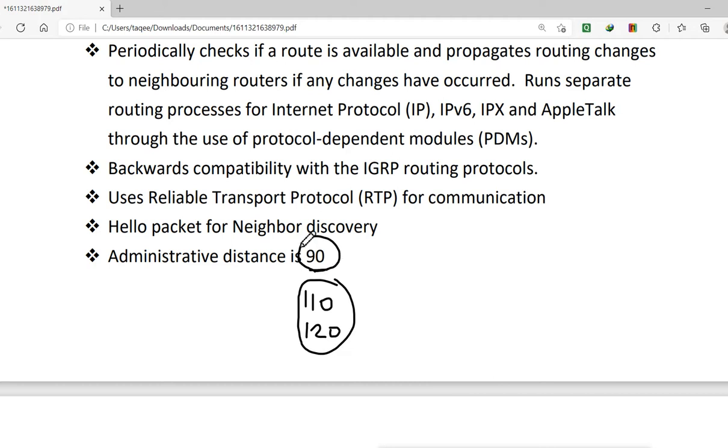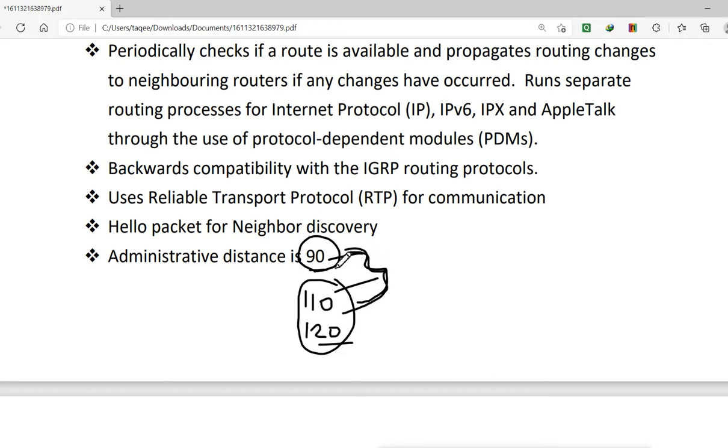But the only drawback of EIGRP is that it is a proprietary protocol and it only works with Cisco devices. It does not work with the other devices. Other than that, this protocol is very good. OSPF is also a good protocol, and these two protocols can support big networks. RIP is not supported in big networks. For big networks, we have only OSPF and EIGRP.